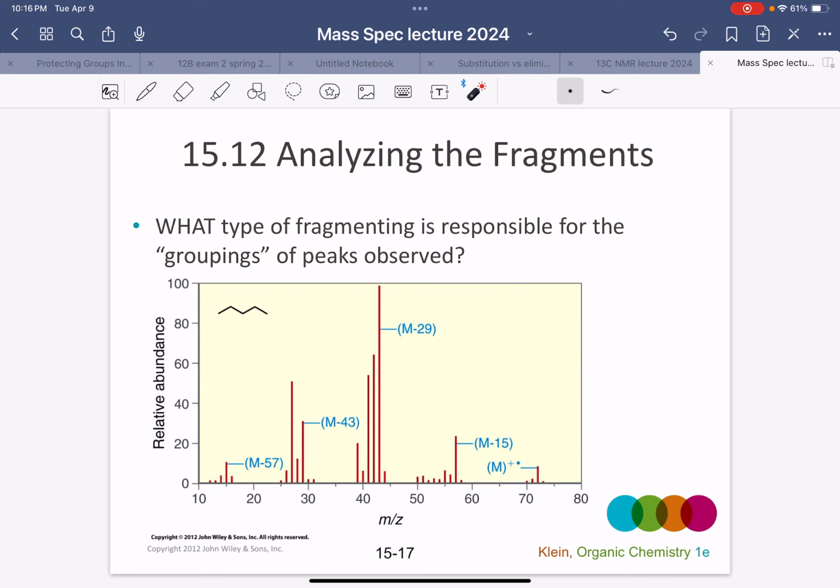But if you see these types of patterns, you can think, oh, I've lost a methyl here. Oh, I've lost an ethyl here. You can also work backwards and say that, oh, that's at 15, so that must be a methyl cation. That one's at 29, that must be an ethyl cation. This is at 43, that must be a propyl cation. This is at 57, so that would be a butyl cation. And 72, of course, is my pentane molecular ion.